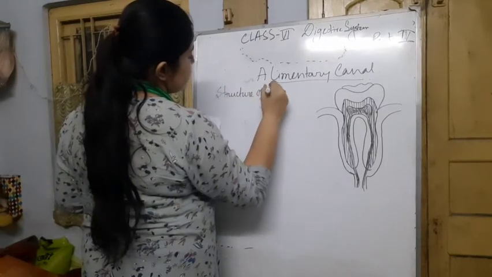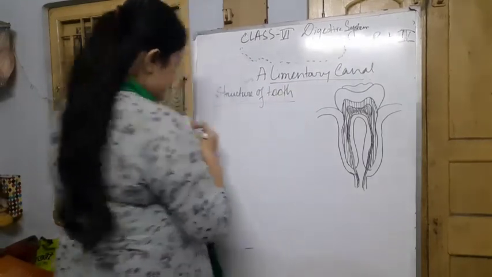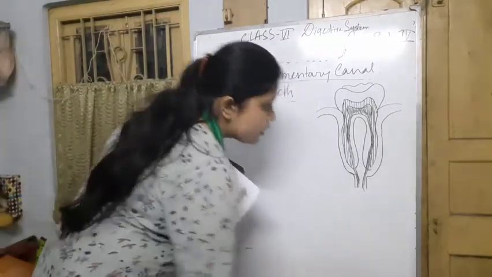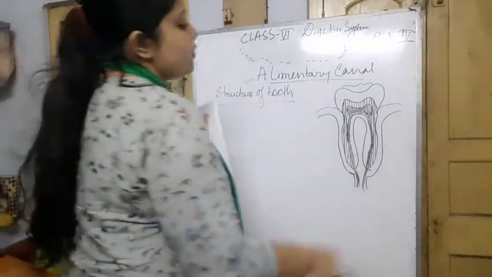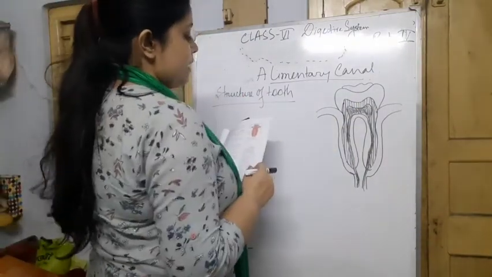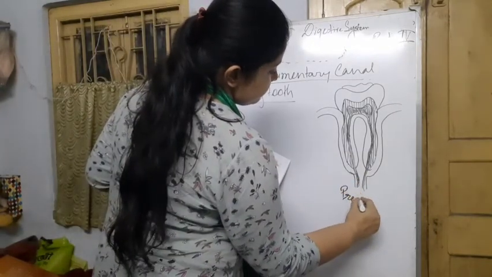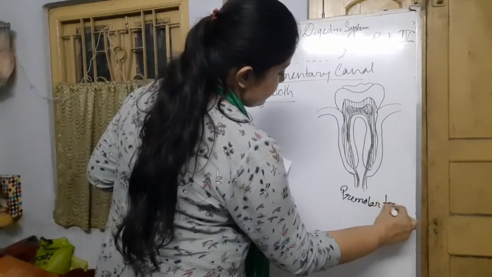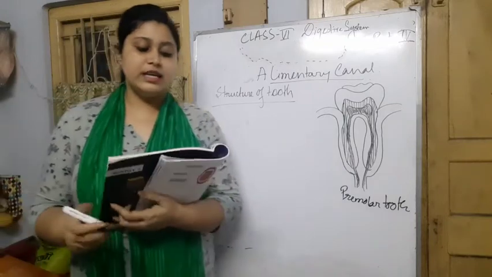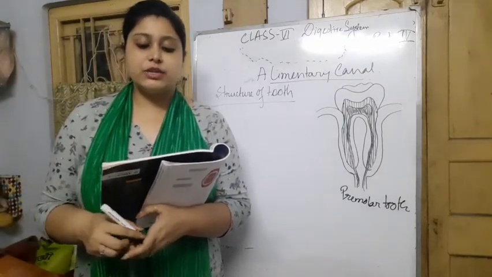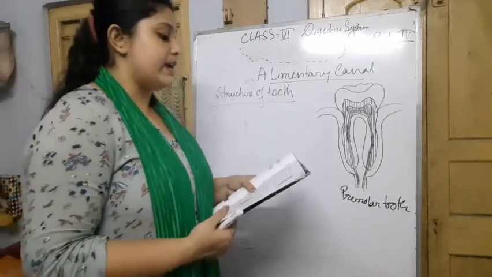Structure of tooth. Today I will discuss this part. Very fast, you can see I have drawn one picture of one premolar tooth. So first, the general structure of all types of teeth is the same. Each tooth consists of two distinct parts called crown and root.